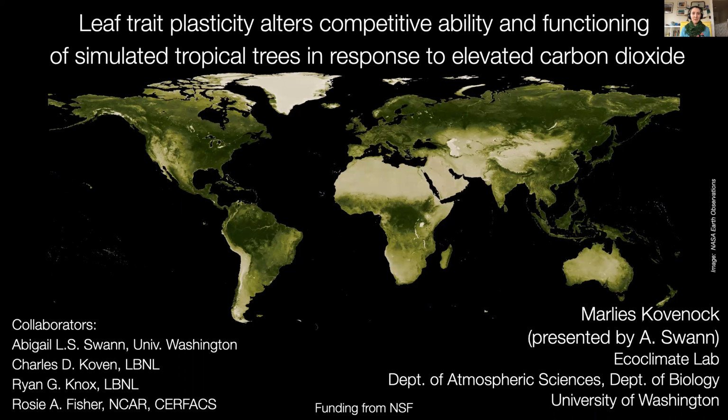Hi, my name is Abigail Swann, and I'm going to talk to you today about how leaf trait plasticity alters competitive ability and functioning of simulated tropical trees in response to elevated carbon dioxide. This work was led by Marlies Kovenock when she was a graduate student in my research group at the University of Washington. Our collaborators are Rosie Fisher, Charlie Koven, and Ryan Knox, and funding comes from the National Science Foundation.